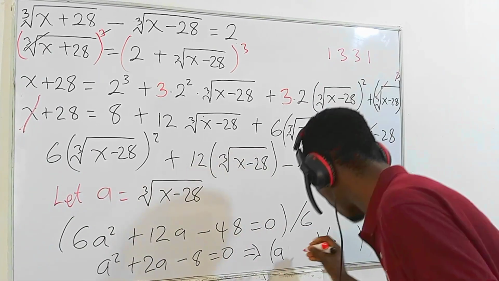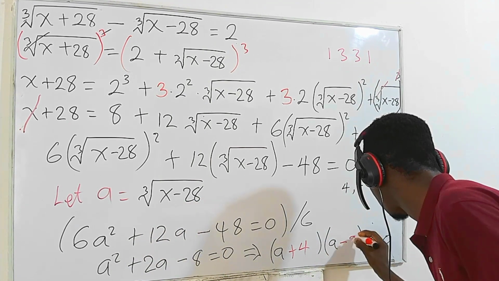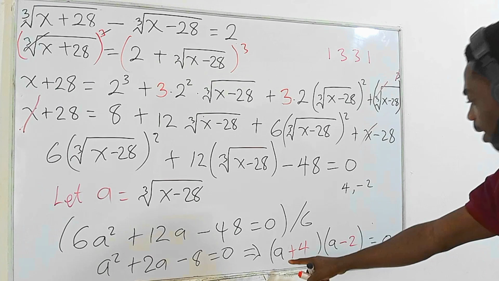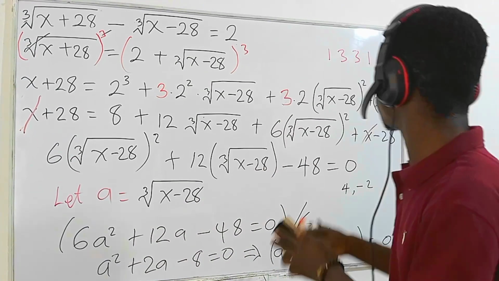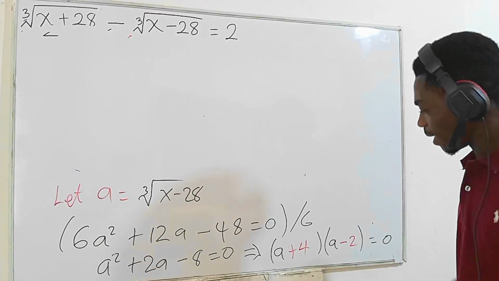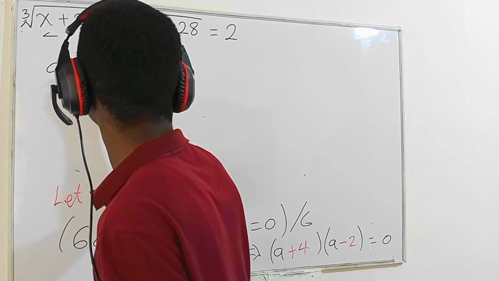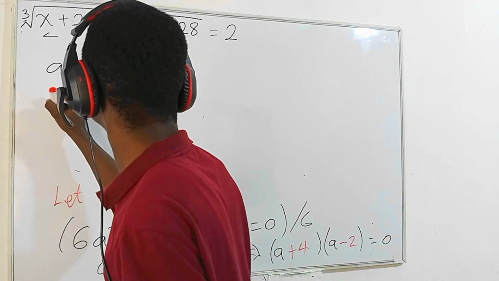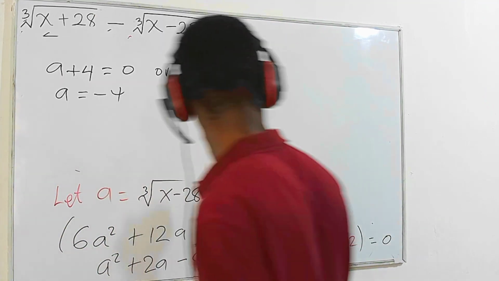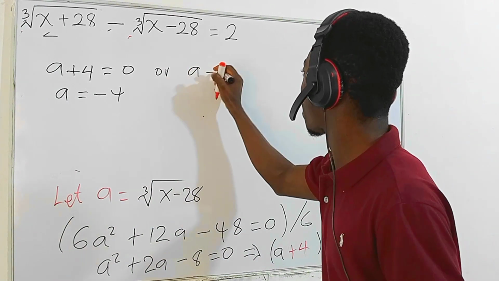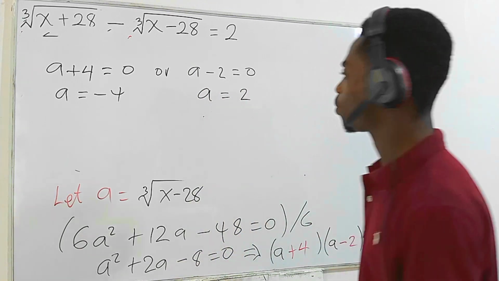So actually, I'm going to add the 4 to this side and then subtract on this side. And these are the two factors of which their product is giving us 0. Actually, we can form two equations out of this. The first equation is going to be the first factor, which is a plus 4 is equal to 0. And obviously, a is going to be -4. Or the second one is going to be a minus 2 is equal to 0 and a is equal to +2. And that is that.